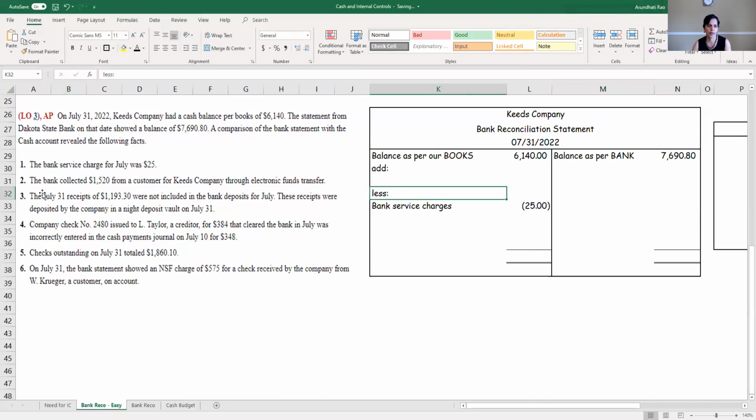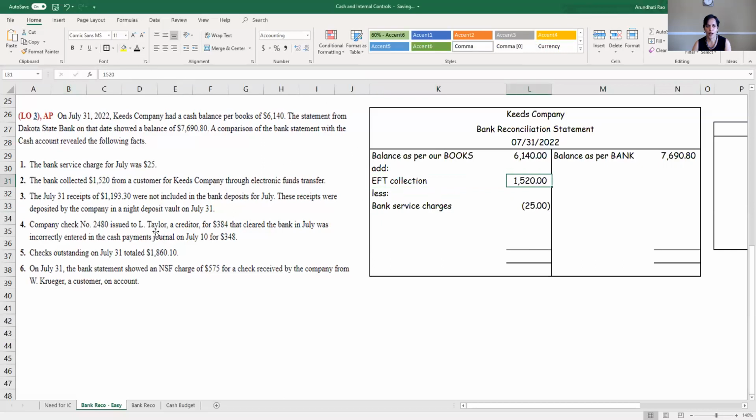The next one is the bank collected $15.20 from a customer for us through electronic funds transfer. So the bank has collected the money for me and put the money in my account already. I need to update my books. So it's going to be an addition. I'm going to write add electronic funds transfer. This is a collection. So I'm going to add the amount $15.20.